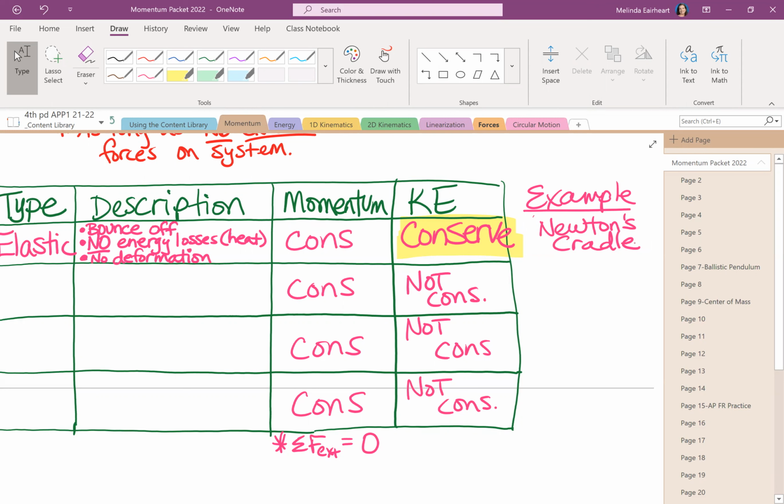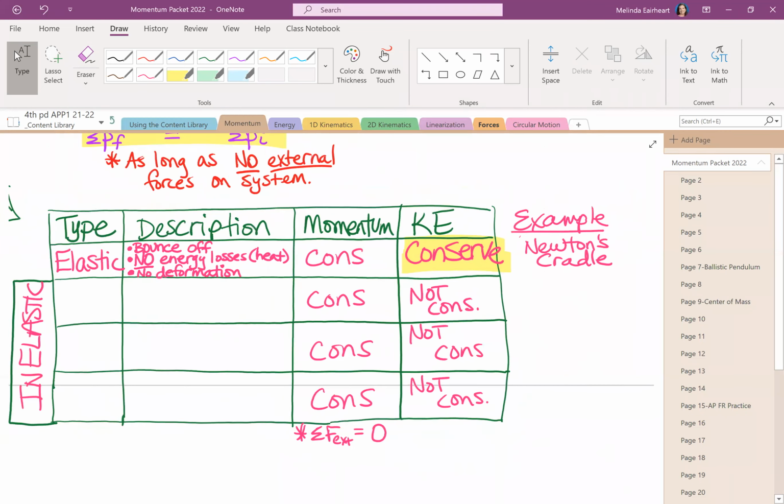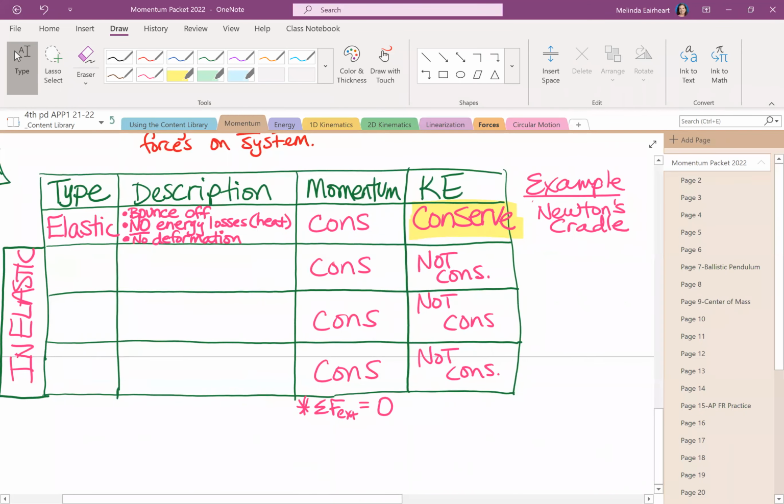Good deal? And there's tricks we can play with here later. Let's finish our table. Okay, so that is an elastic collision. If the problem says elastic, boom, kinetic energy conserved. That's what should go through your head.